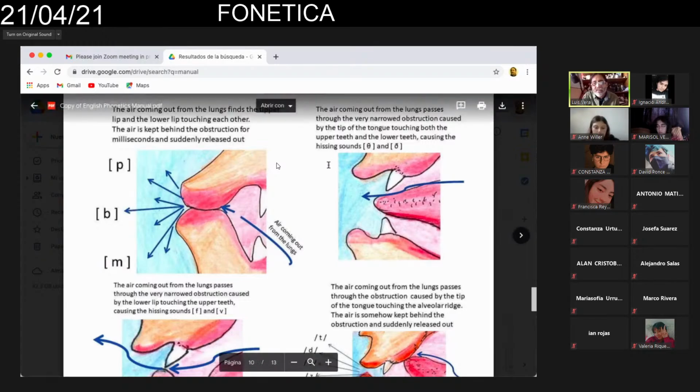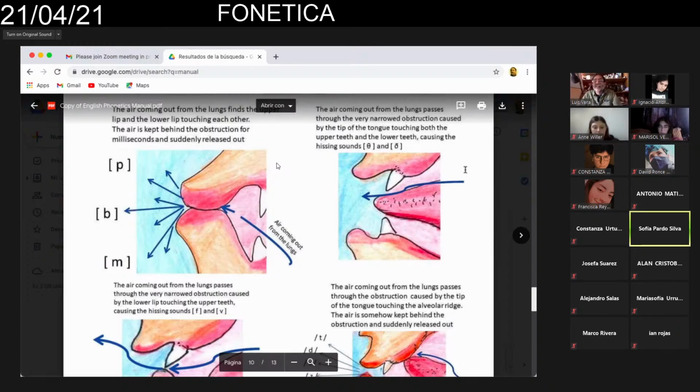Here, another example. It says the air coming out from the lungs passes. What's the meaning of lungs? The lungs. What is the lungs? The lungs. Los pulmones. Very good. Oxygen. Get the oxygen you inhale. Coming out from the lungs, passes through the very narrowed obstruction caused by the tip of the tongue touching both the upper teeth and the lower teeth, causing the hissing sounds.